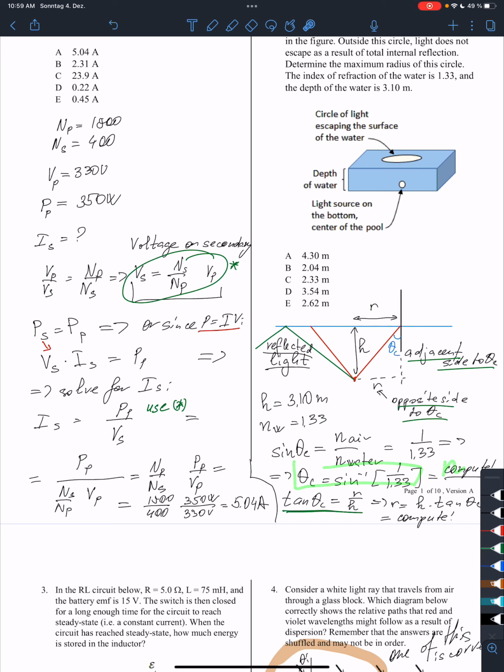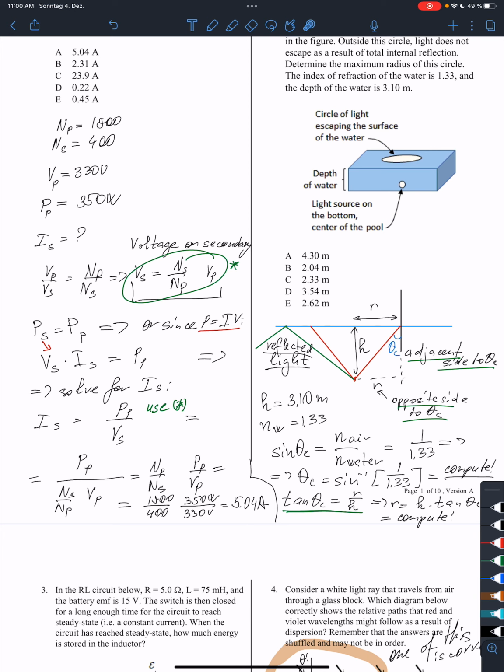It will be a number. You can compute this number, so you will find this angle. This is not what we need to find. We need to find this radius over here, or this distance. So this is the normal, right? And this is the source. So this distance is the same as this distance, so we need to find this r. What's given is h, the depth of that pool. We need to find r. We know this angle.